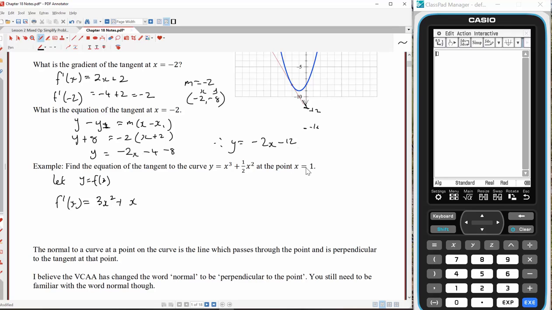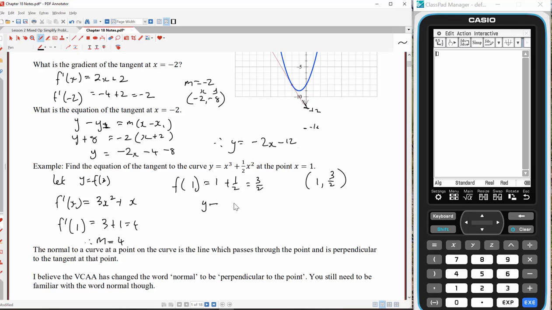Right, at x equals 1. So we'll do f dash 1 equals 3 plus 1 equals 4. Therefore, m equals 4 at the point. All right, now speaking of the point, in the first example we were given a point, -2, -8. This time we're given the x value of the point. We need to find the y value of the point. They haven't given it to us, but it's fairly easy to get. All we'll do is f of 1. So let's put 1 into the function. We've got 1 plus 1 times a half, which is a half, which is 3 on 2. Right, so our point is 1 comma 3 on 2.